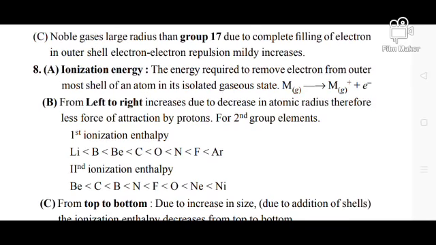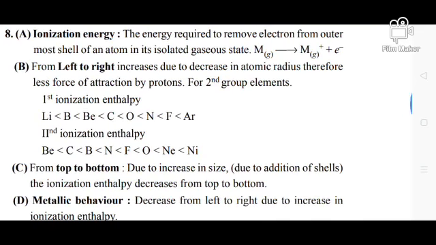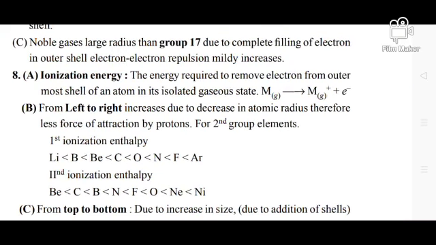The ionization energy. So what is ionization? Very important. It is the energy required to remove an electron from the outermost orbit, the outermost shell, of an atom in its isolated gaseous state. The atom must be in the isolated, gaseous state. Then we can remove the electron from that atom. This is known as ionization.